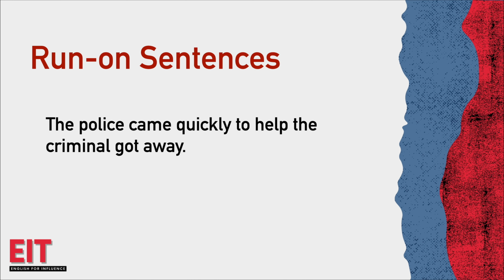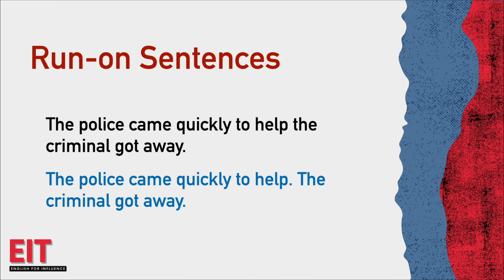Is it possible that what the sentence actually means is the police came quickly to help, the criminal got away? That's more possible, isn't it? So you can see from this example that in English, you cannot write the same way you speak. Let me repeat that. You cannot write the same way you speak. You have to learn when to end a sentence by using periods or connect ideas by using a conjunction. Otherwise, your sentence will be confusing or very hard to understand.